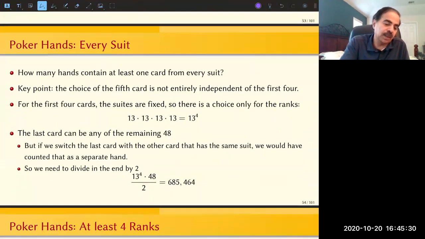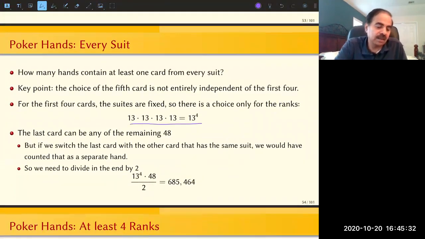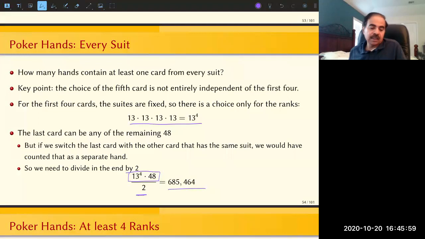So all we do is we take the formula that we had so far, 13 raised to the power 4 multiplied by 48, and we divide by 2 to account for this double counting of the last card with the other card in the 5-card hand that has the same suit, right? So then you divide by 2, and the result is this number.